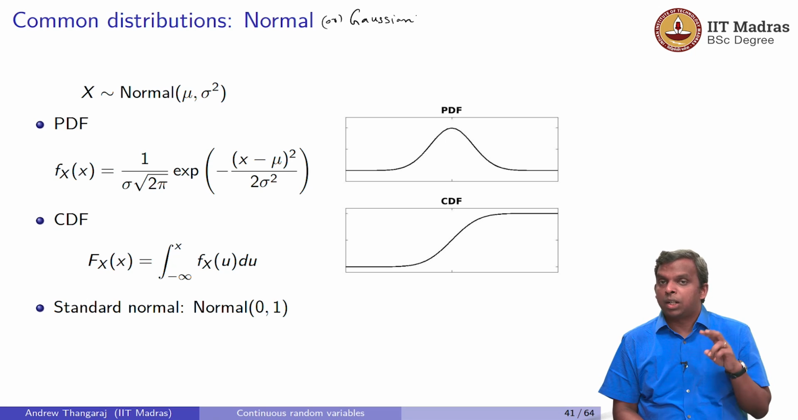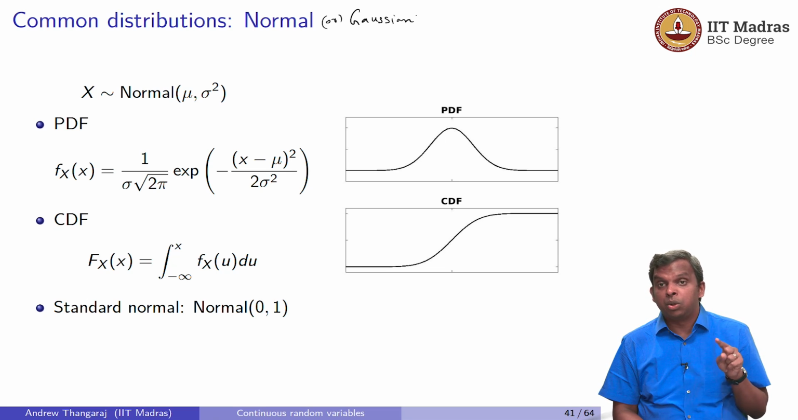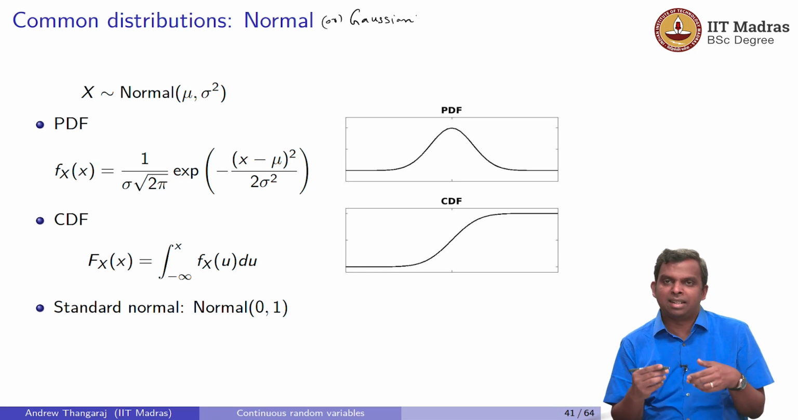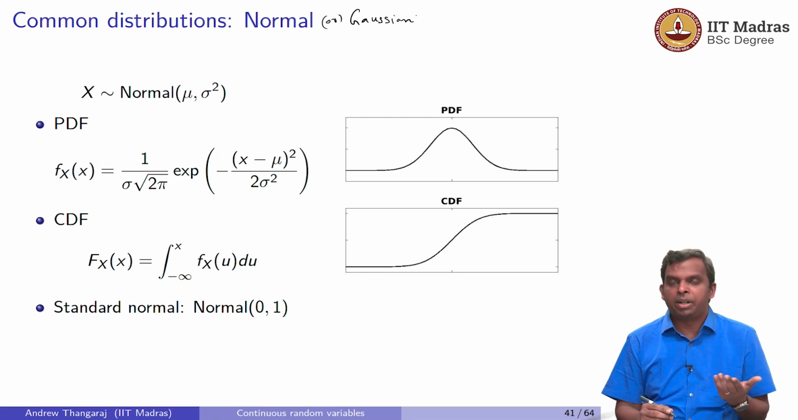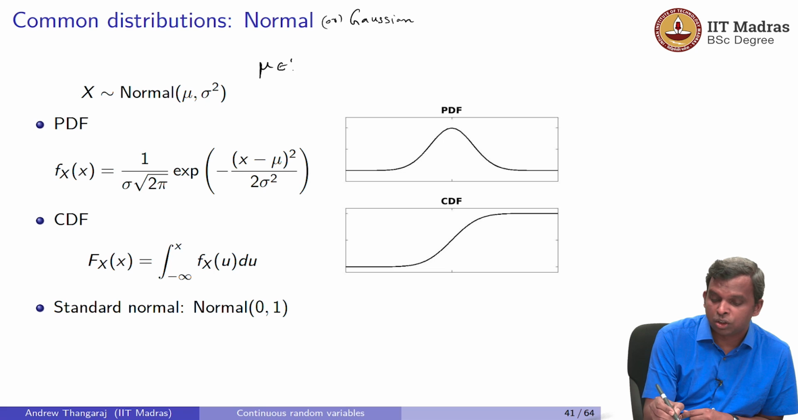Okay. There are two parameters. Remember, the exponential distribution had only one parameter lambda. In the normal distribution, you have two parameters. The first parameter is commonly denoted mu. The other parameter is sigma squared. You can also think of the second parameter as sigma, but it is common to write it as sigma squared. So, this mu belongs to R. Sigma is a positive real number.